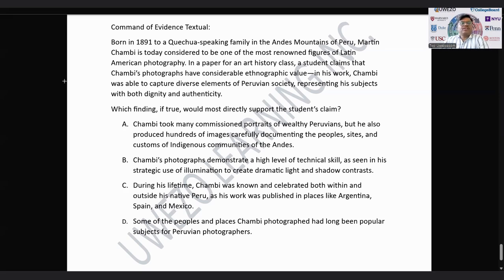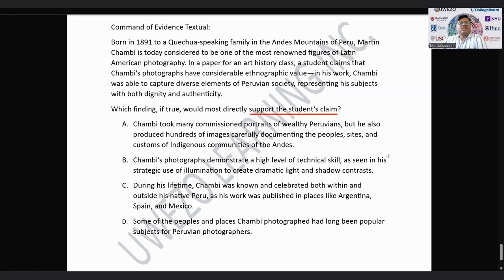Let's try to understand how to deal with command of evidence textual questions with an example from one of the College Board mocks. So the question says, which finding, if true, would most directly support students' claim? So the question is asking you to find evidence that supports students' claim. So let's quickly have a look at the passage.